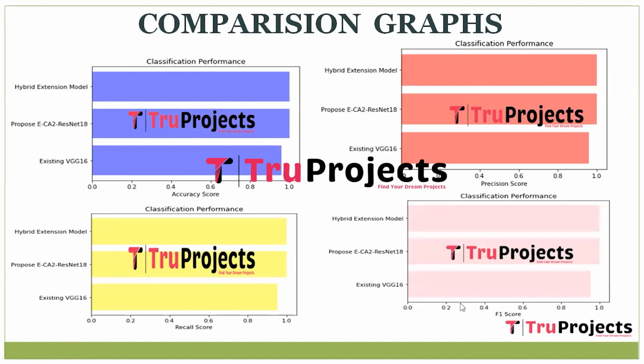Coming to F-score, which is F1 score, it is a metric that combines both precision and recall into a single value, providing a balance between them. It is the harmonic mean of precision and recall, and it is particularly useful when we want to strike a balance between minimizing false positives and false negatives. Here on the x-axis we can see the F1 score for each algorithm, and on the y-axis we can see all algorithm names. Among all the algorithms except the existing VGG16, the hybrid extension model and the proposed ECA2 ResNet 18 model are performing well.